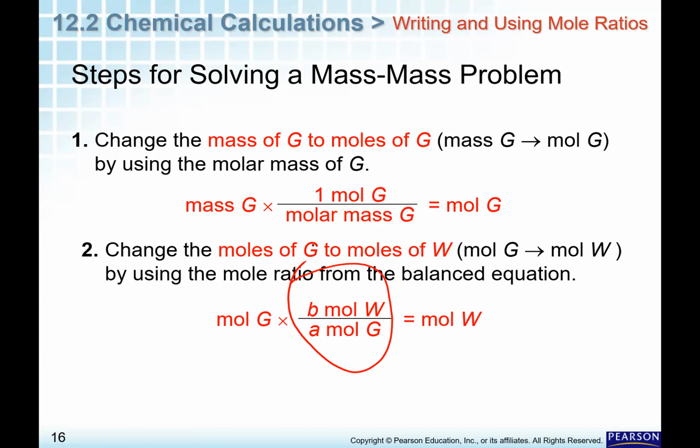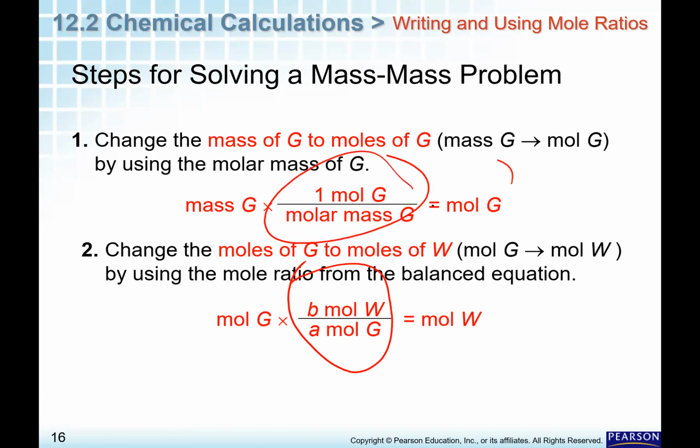So again, mass to mass calculation. If we have the mass of one of the reactants and we want to find out how many grams of the product are produced, the first thing we need to do is to change the mass of the reactant into moles, and that is using the molar mass conversion factor, and that is this one.